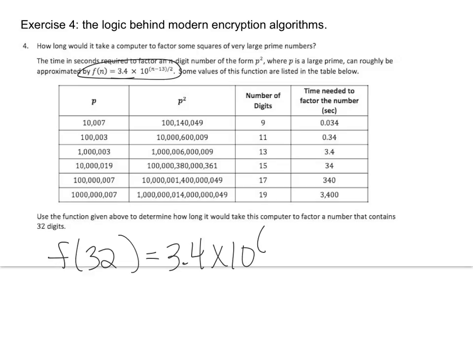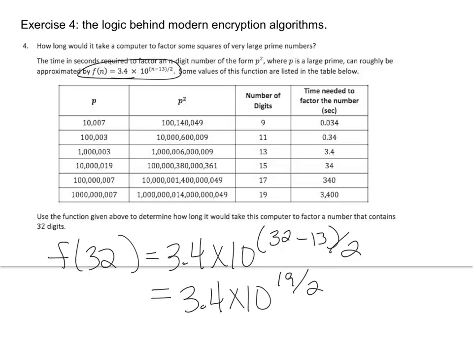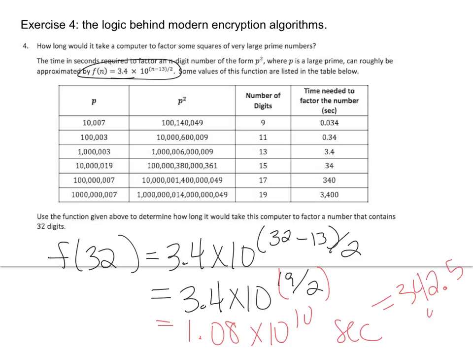3.4 times 10 to the n is 32, 32 minus 13, over 2. I don't have my calculator out, so let me simplify and then I'll get my calculator out. 32 minus 13 is 19 over 2. You can actually type that into your calculator just as you see it. Make sure you put parentheses around it if you need to, and you get an answer of 1.08 times 10 to the 10th seconds. That is actually about 342.5 years. Yikes.